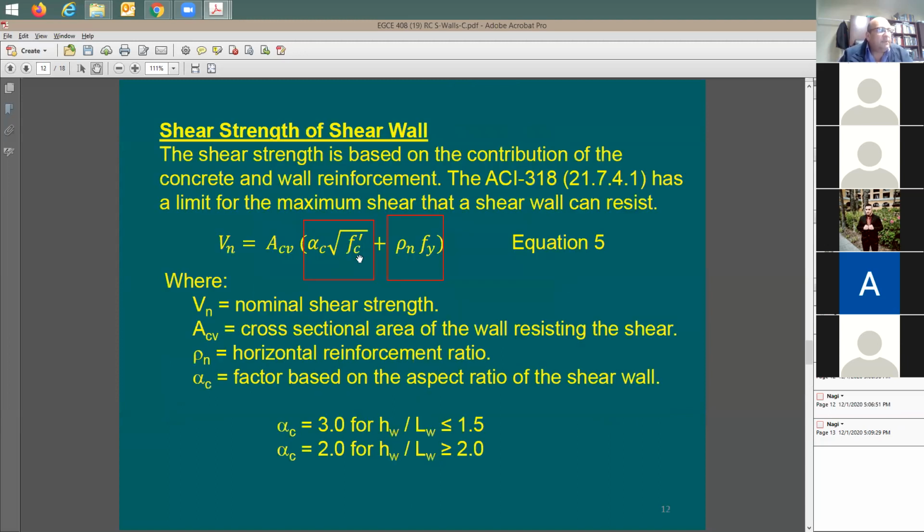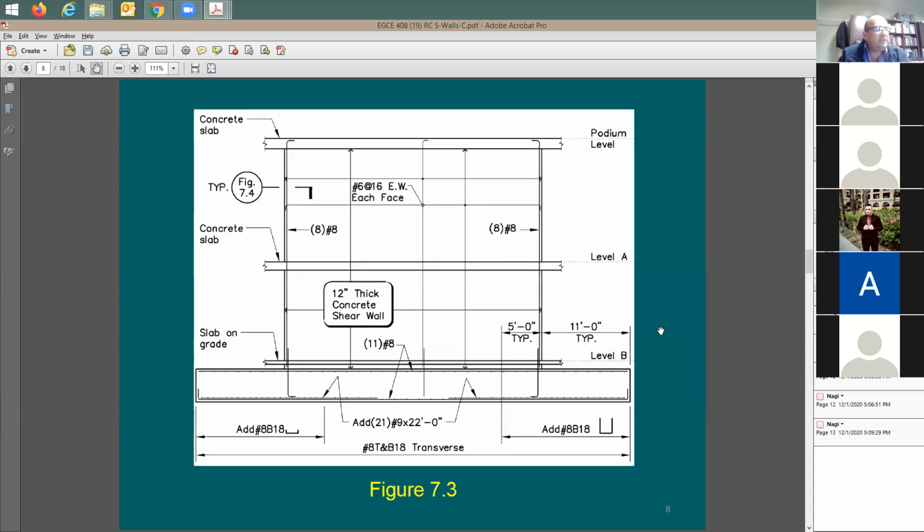So I said, okay, good. I understand this alpha C, I understand square root of f prime c. What is this Acv? I say it's the cross-section area of the wall resisting the shear. So which section do you think is resisting the shear? Let me go to this picture. If I cut a section through the wall and look down, it's going to be this section here. It's equal to the wall thickness, 12 inch, multiplied by the wall length. You can see here in the cross-section area, Acv equals thickness of the wall multiplied by length of the wall.